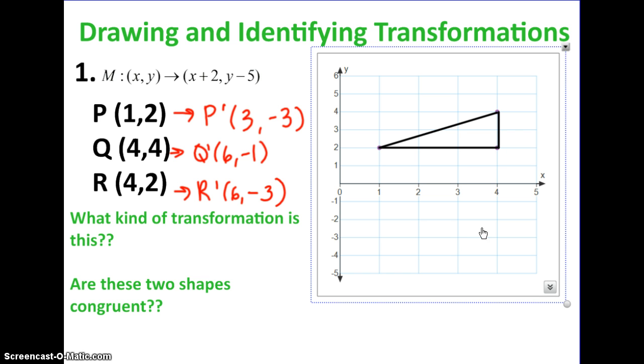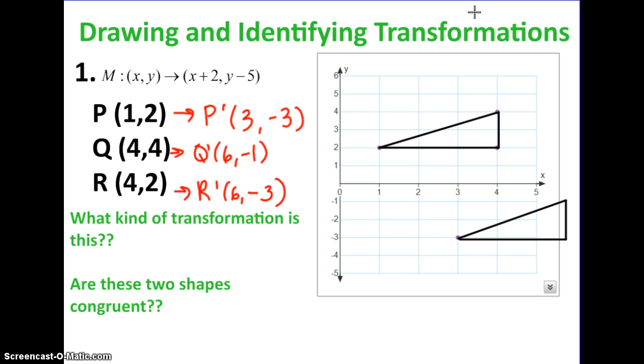Oops. Q prime is (6, -1). Oops. So it kind of fell off the page there, didn't it? Alright, so here is my new triangle. This is just a translation of right 2 and down 5. And these two shapes are congruent because we used rigid motion.